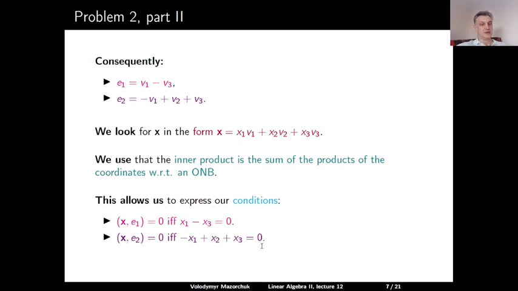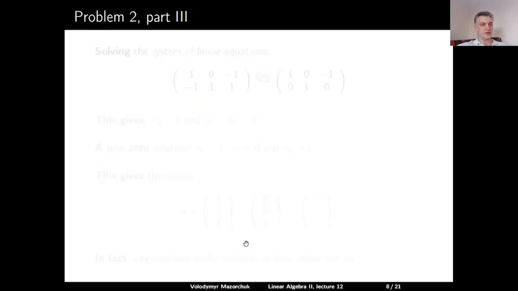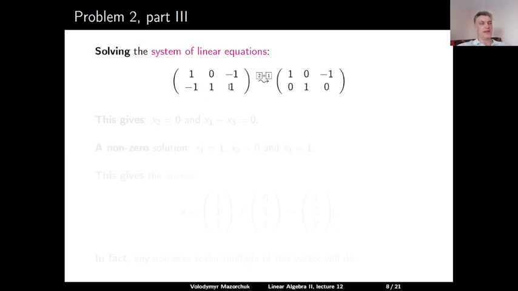So we have now written the condition for the vector x to be orthogonal to both e1 and e2, and we got a system of two linear equations. Let us now solve the system. The matrix of the system is 1, 0, minus 1; minus 1, 1, 1. If we add row 1 to row 2, we get the matrix where row 1 is 1, 0, minus 1, and row 2 is 1 plus minus 1 is 0, 0 plus 1 is 1, minus 1 plus 1 is 0. So this is now the matrix of our homogeneous system of linear equations.